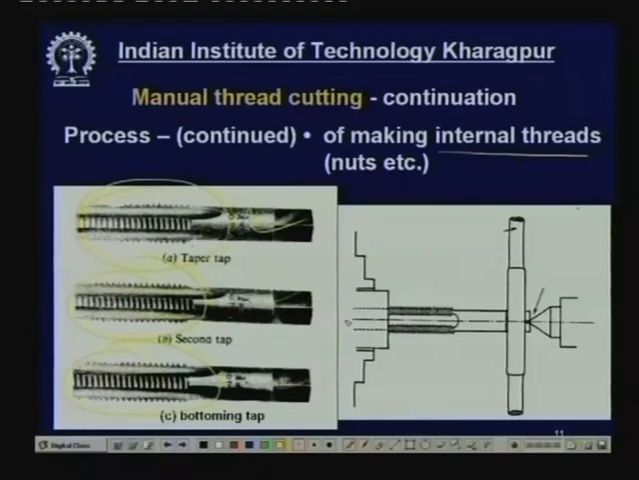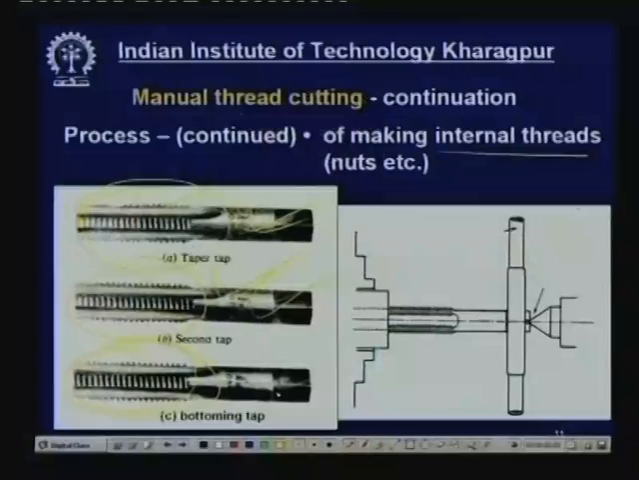Now, for making a tapped hole, it has to be done in 3 stages. First, a taper tap has to be put in and rotated and then withdrawn. Then it has to be semi finished by a second tap or plug tap, and finally it is finished by a bottoming tap. So, these 3 taps are used in sequence to get a perfect through threaded hole.